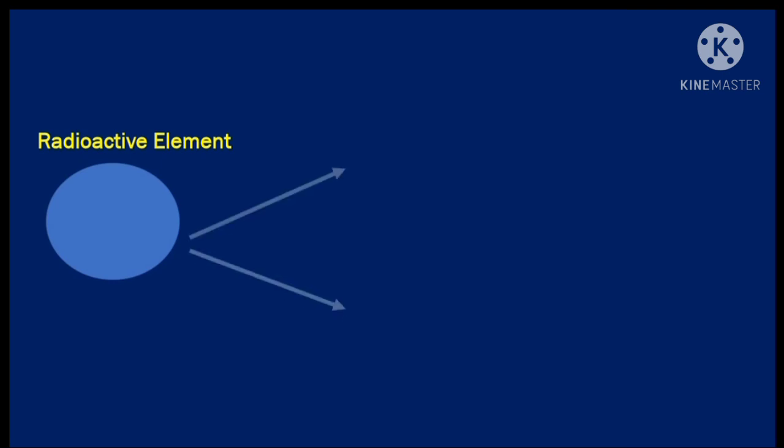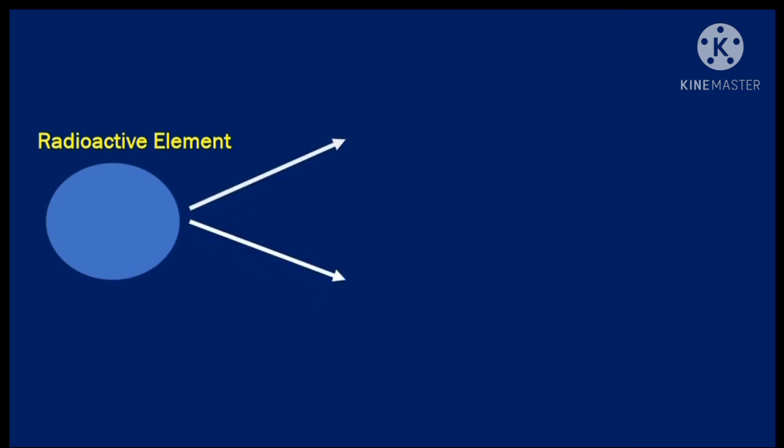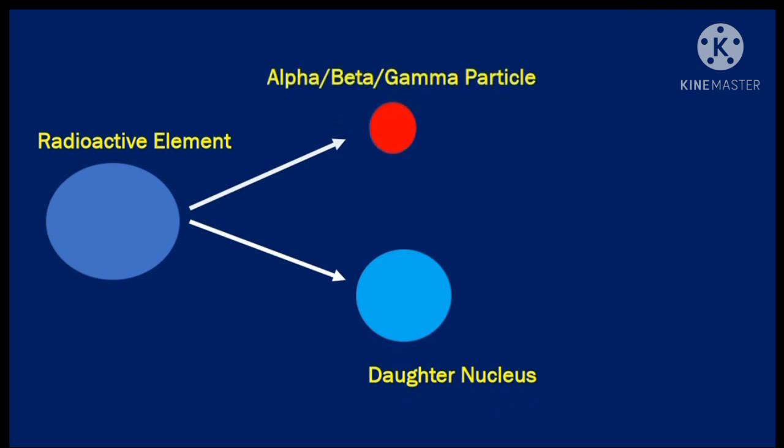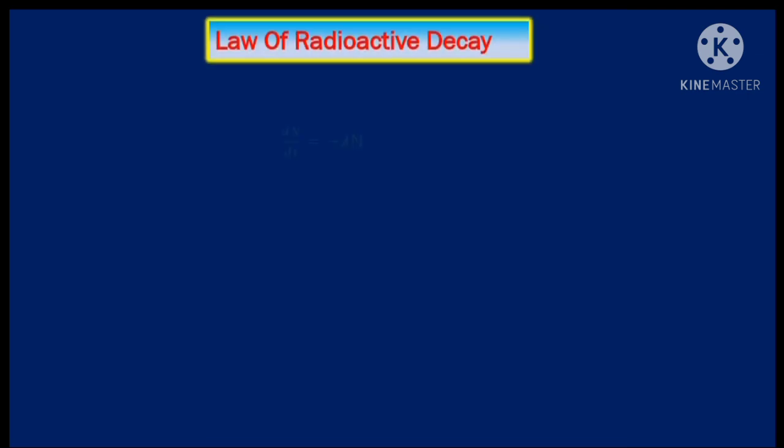On being unstable, they spontaneously decay to give the daughter nucleus and the alpha, beta or gamma rays, depending on the type of decay. So we have a law of radioactive decay which states that the amount of the radioactive element that is decaying per unit time is actually directly proportional to the total amount of the radioactive element present.